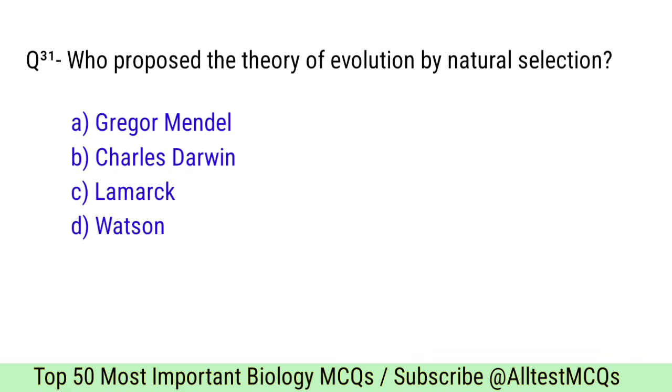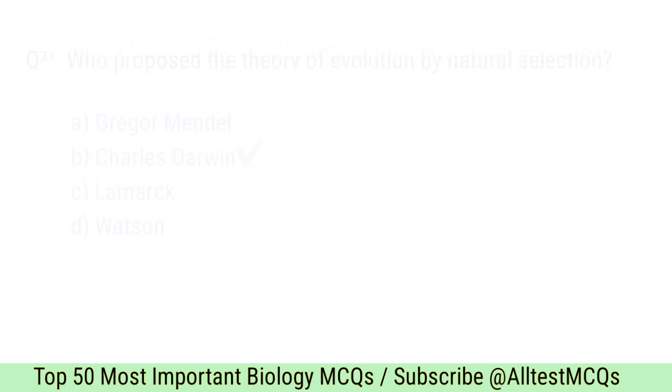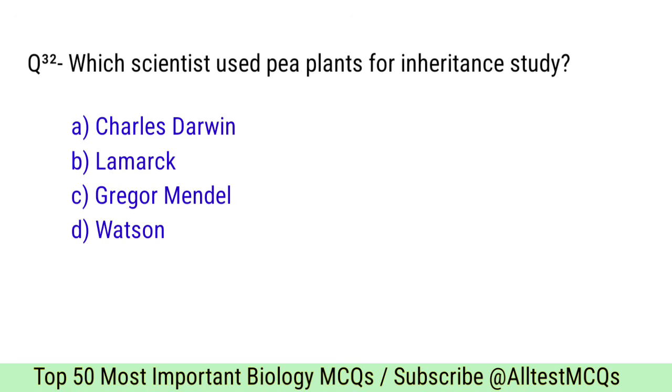Question number 31. Who proposed the theory of evolution by natural selection? Correct option is B. Charles Darwin. Question number 32. Which scientist used pea plants for inheritance study? Correct option is C. Gregor Mendel.